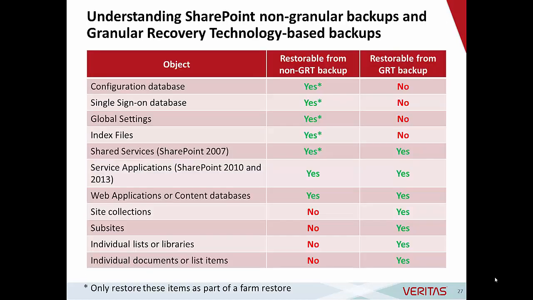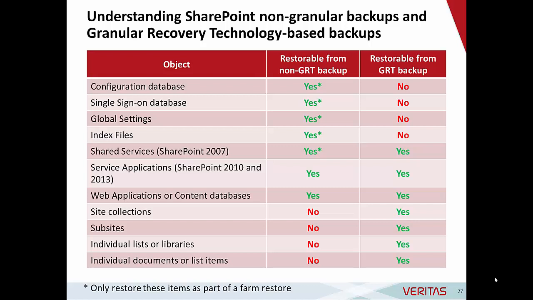This slide provides specific details about which SharePoint objects can be restored using GRT and which cannot be. And again, when we're protecting SharePoint, we're going to use different policies for GRT backups and non-GRT backups, which is different than the way a lot of other NetBackup agents behave. As you can see, there are some objects, and mostly they're system objects, like the configuration database, the single sign-on database, the global settings, and index files.